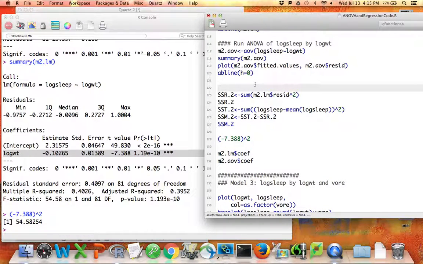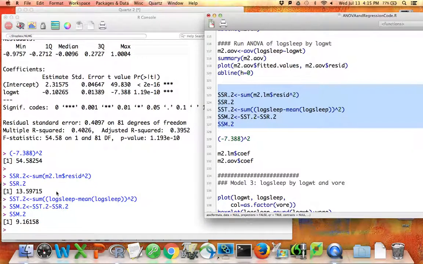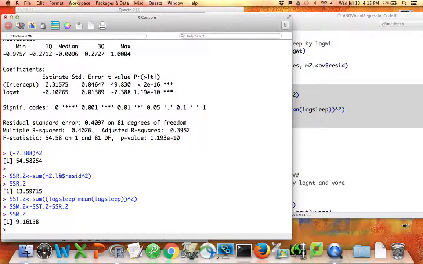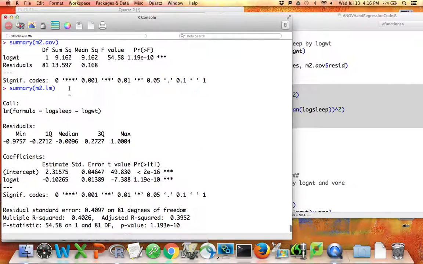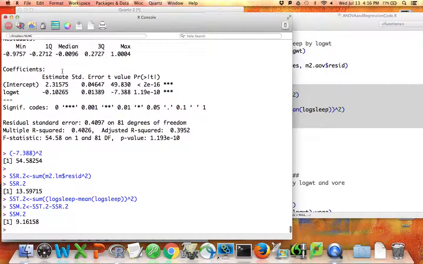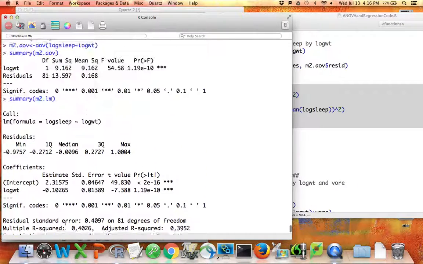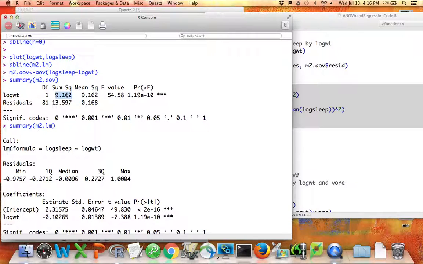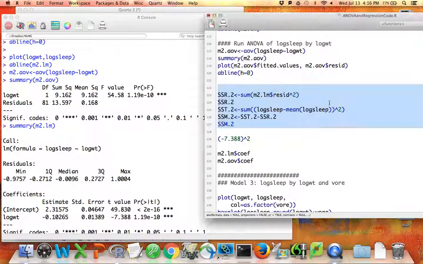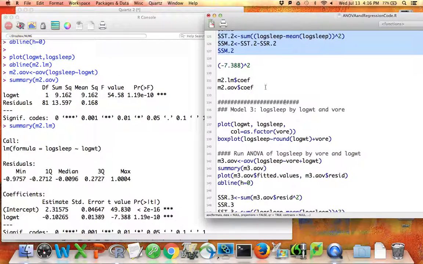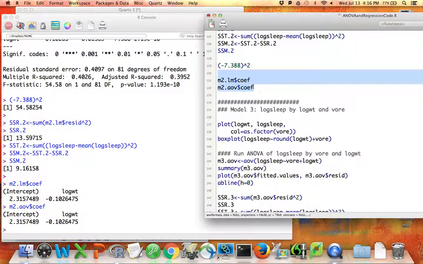I can go through the same process I went through before to verify the sum of squared residual and the sum of squared model. If I take the residuals from the linear model, square them, and add them up, I get the sum of squared residual that is equivalent to what I saw in the ANOVA table. And if I take sum of squared total minus sum of squared residual, I get sum of squared model, which is also identical to what I saw in that table. And I want to show you again that if I ask either of the sets of model output for the coefficients, I get the coefficient either way.